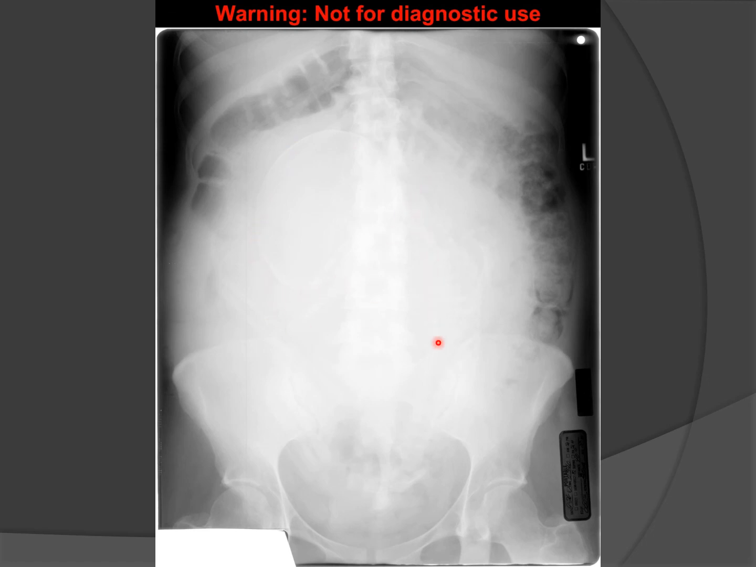Here's the spine coming down. It's very faint, but you can see it. And then we can see the extremities here on the baby. So this is an abdomen x-ray that is taken of a pregnant patient.